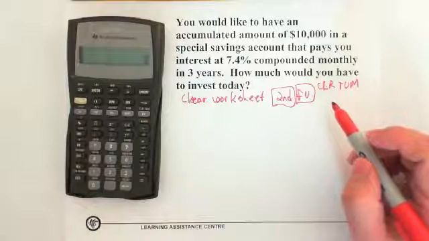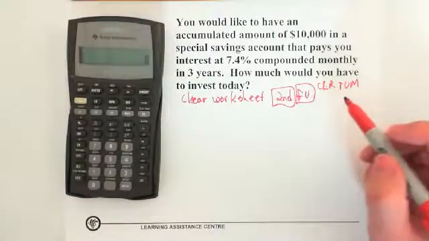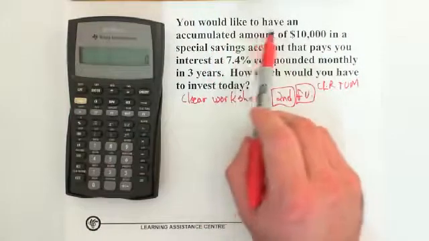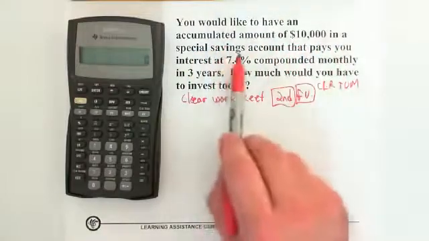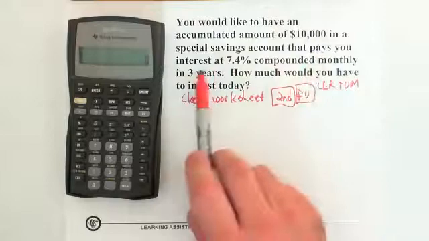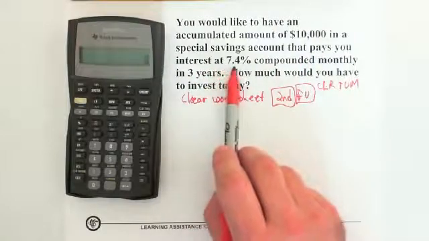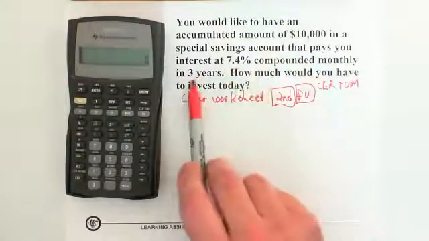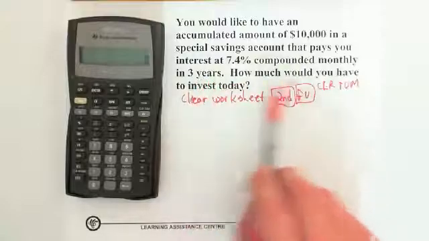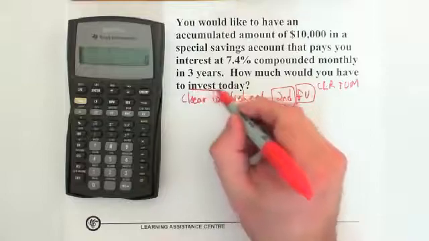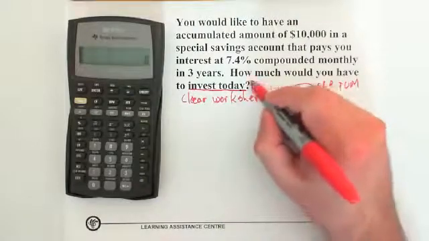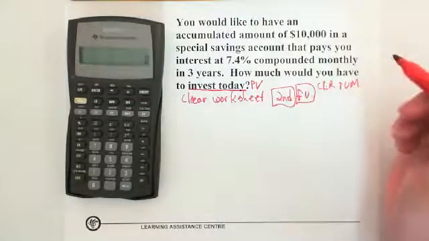All right, let's see what the second question wants us to do. You would like to have an accumulated amount of $10,000 in a special savings account that pays you an interest of 7.4% compounded monthly in 3 years. How much would you have to invest today? So the question is, how much do you have to invest today? So that's like asking for the present value.